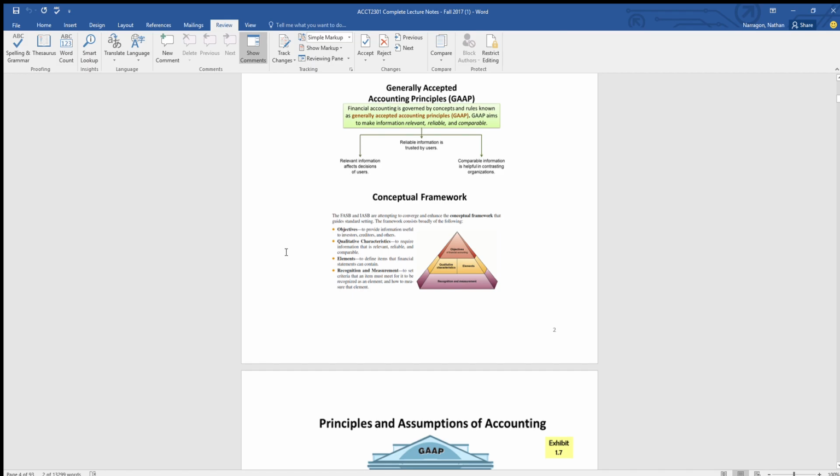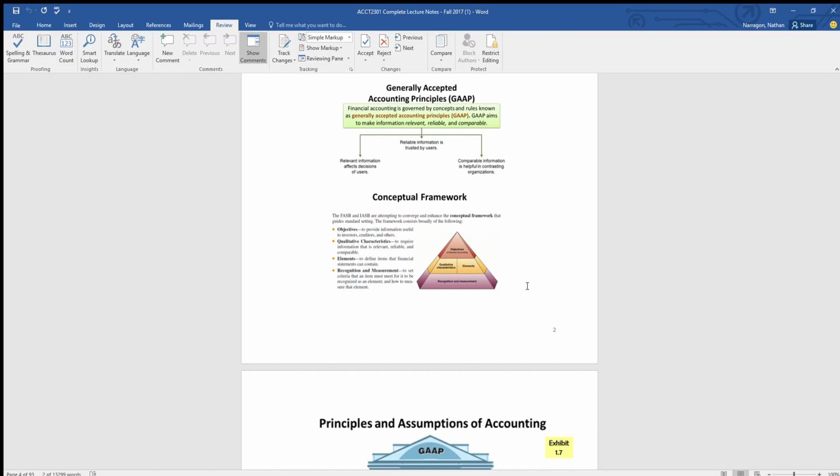So right here, the pyramid that shows right here is actually the conceptual framework of how they try and coverage and enhance the items. Mostly, take a look. We want to first recognize and measure. Basically, will the criteria meet for what we're doing? What element? Elements are basically items in the financial statements, is it going to be related to cash, accounts payable, owner's equity. Again, all these terms we'll get into in the few chapters that we're going to hit.